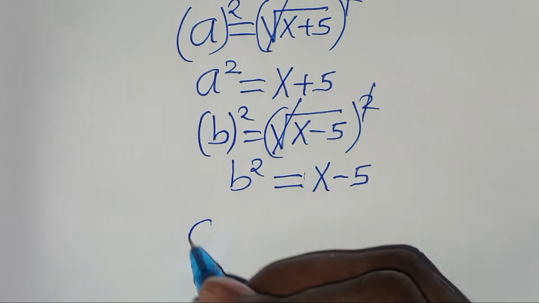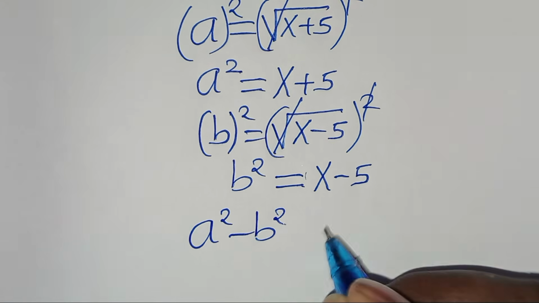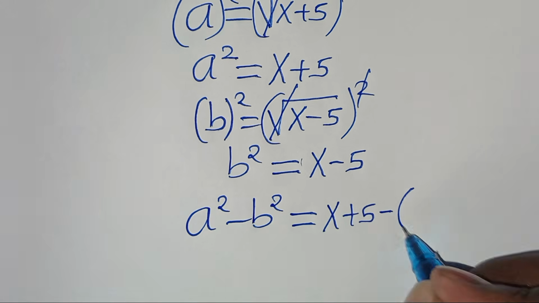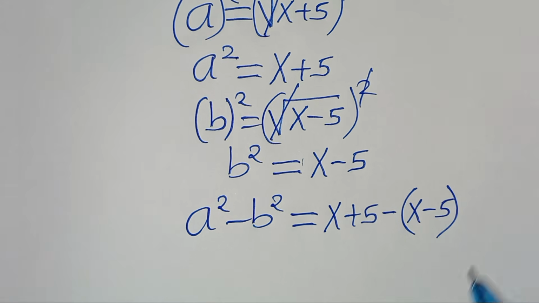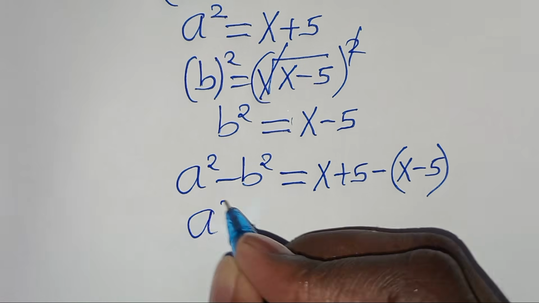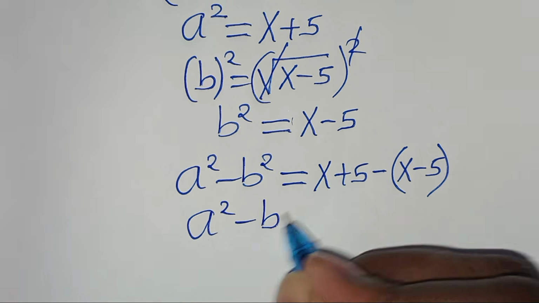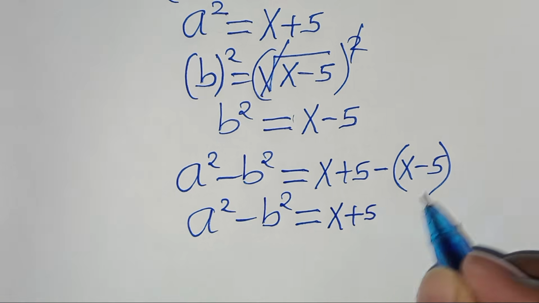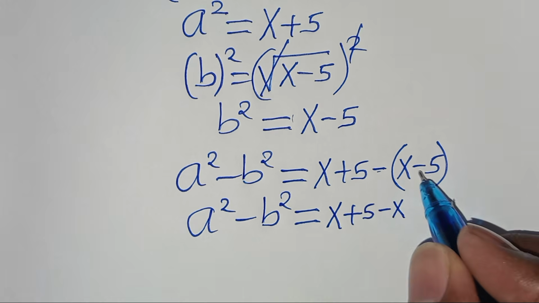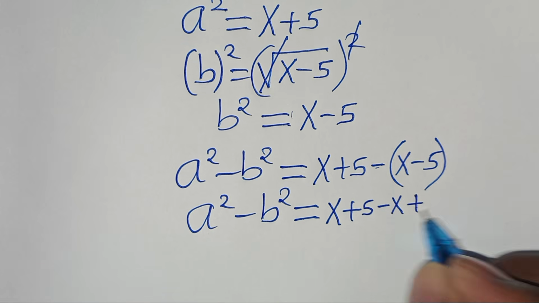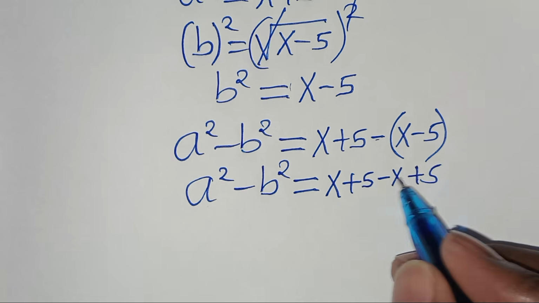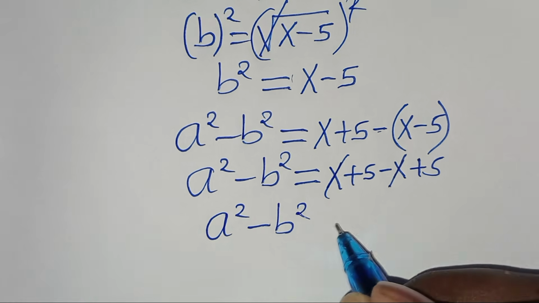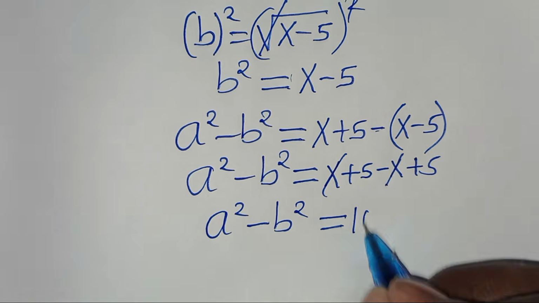This means that a squared minus b squared is the same thing as x plus 5 subtract, in parentheses, x minus 5. So this means that a to the power of 2 minus b to the power of 2 is equal to x plus 5 minus x, minus times minus 5, this is plus 5. So that x minus x simplifies, so that we have a squared minus b squared equal to 5 plus 5, which is 10.